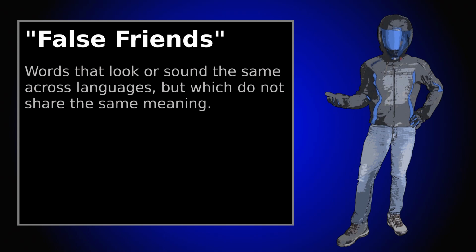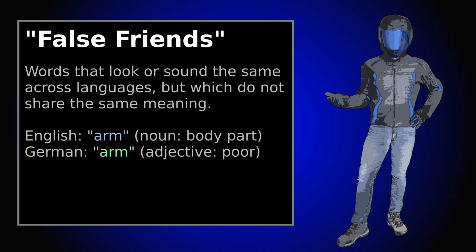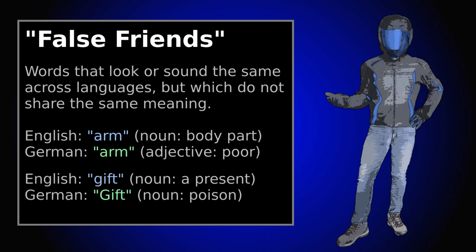There's a bunch of false friends across English and German. Arm, for example. In English, this is a noun which refers to a body part. But a word with the same spelling and same pronunciation also exists in German, but it's an adjective which means poor. Similarly, the word gift in English is a nice present that you give to someone you like, whereas in German, gift means poison.